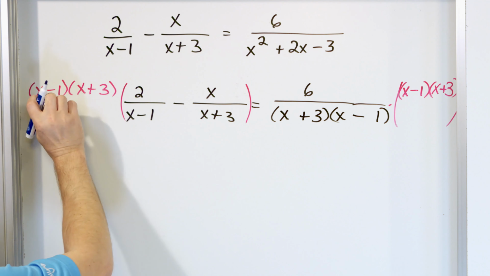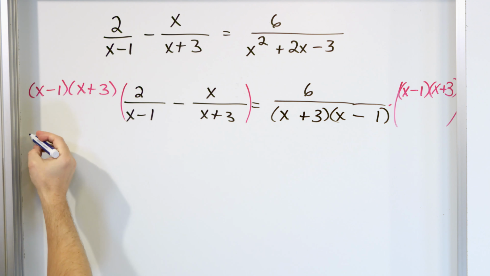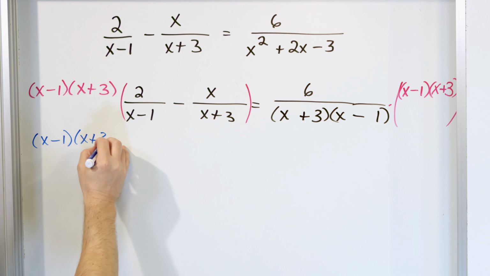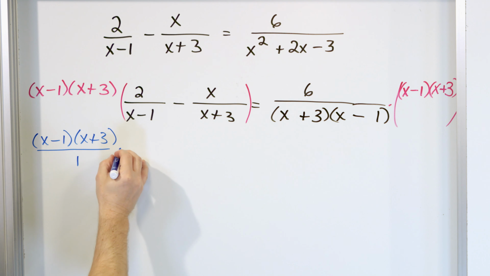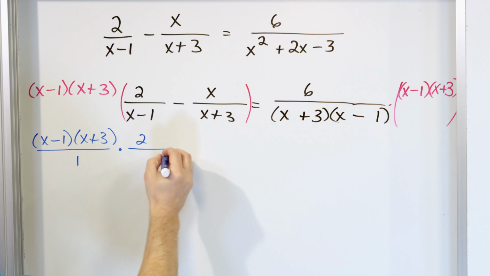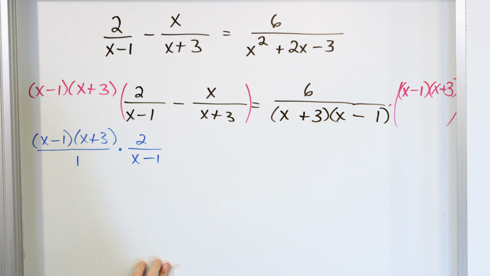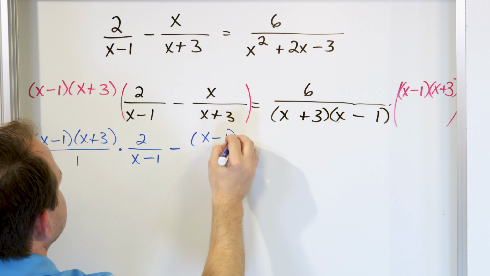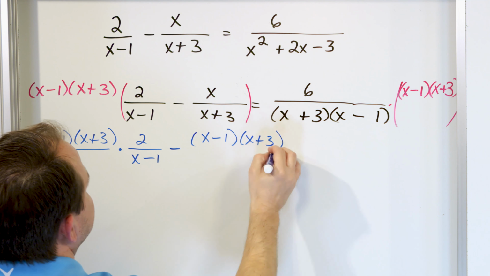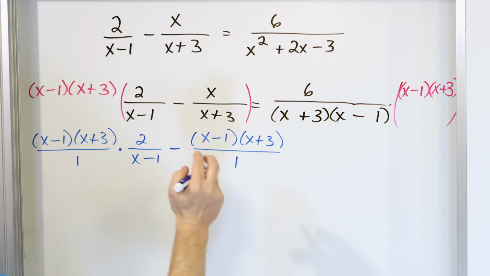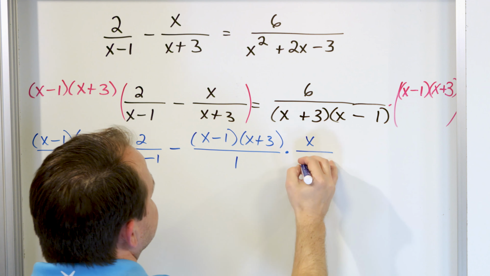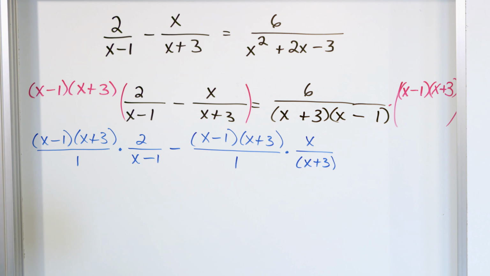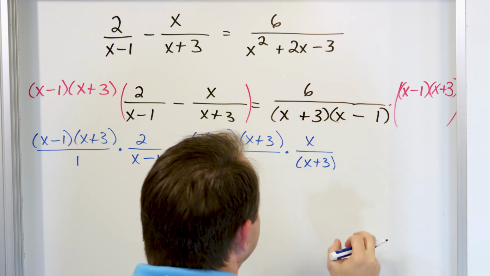So we have 2 terms in here, so this entire quantity needs to be distributed in. So we will have, just like we always do, x minus 1, x plus 3. We'll write it as quantity over 1 multiplied by this first fraction, 2 over x minus 1. Then we have a minus sign, same quantity multiplied in times this, x minus 1, x plus 3, quantity over 1 times the x over x plus 3. Like this.